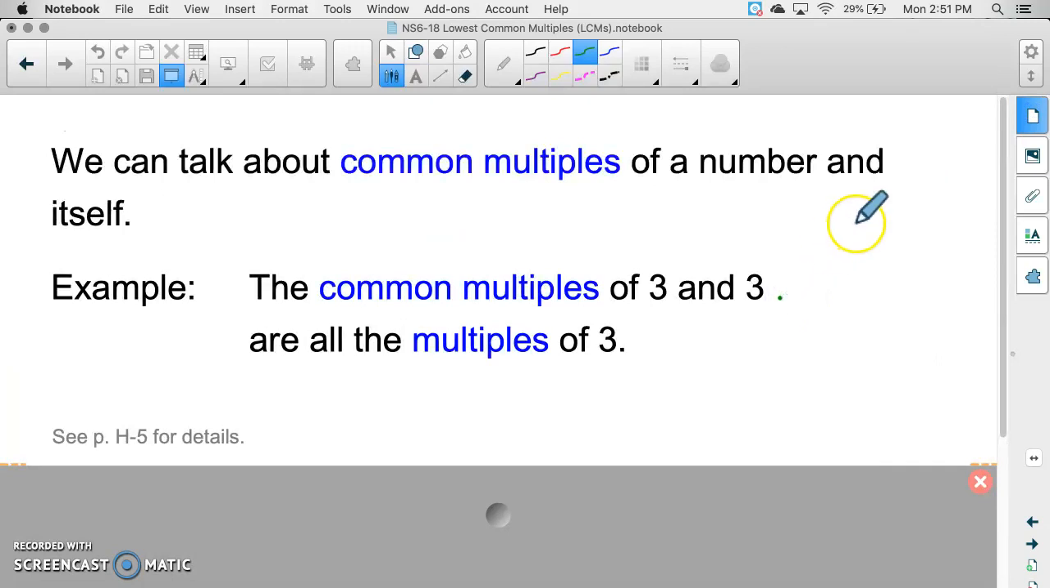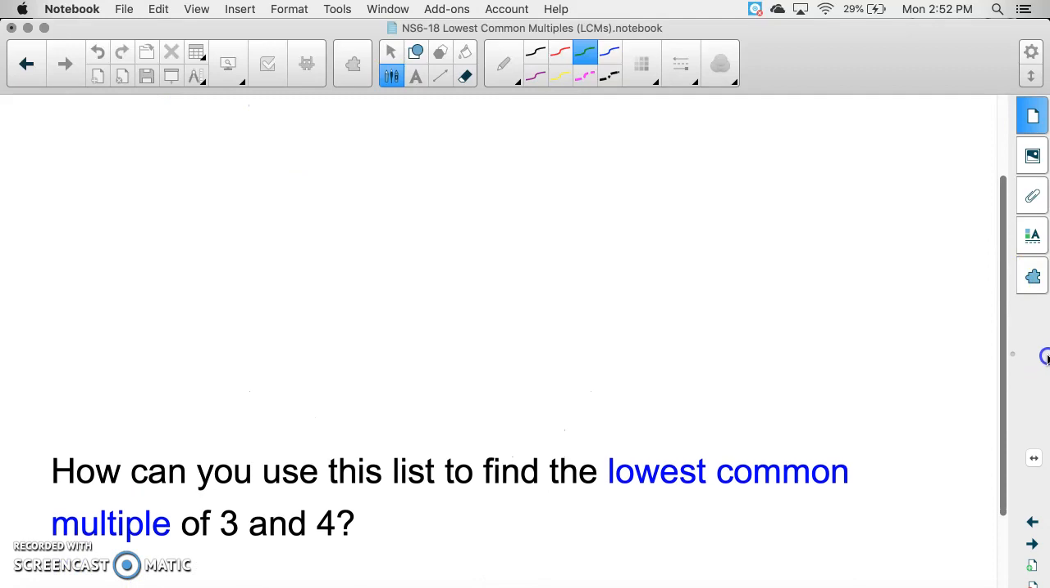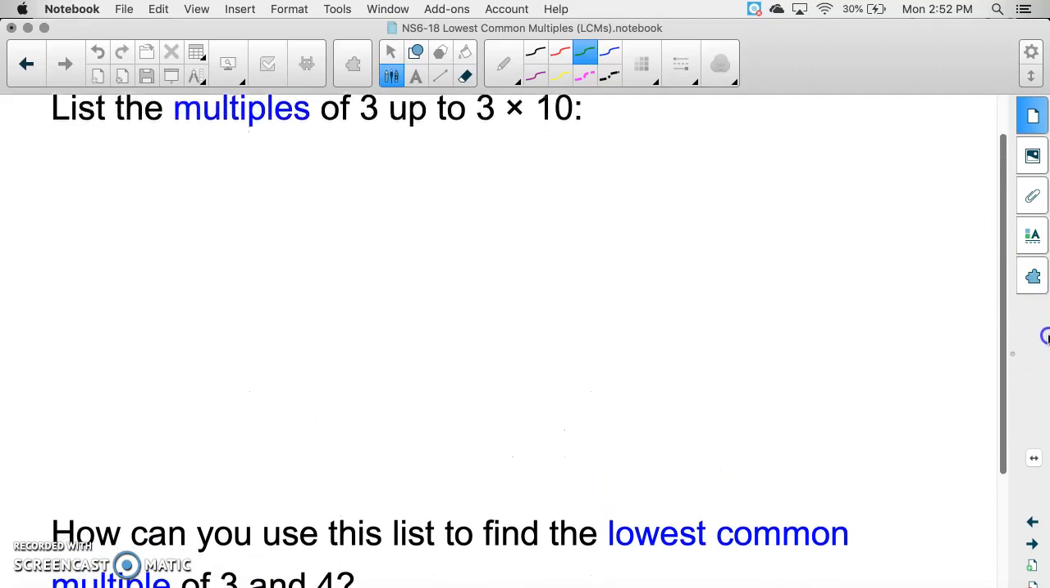We can talk about common multiples of a number and itself. So we can also say that the common multiples of 3 and 3 are all multiples of 3. It says, list the multiples of 3 up to 3 times 10. How can you use this to find the lowest common multiple of 3 and 4?